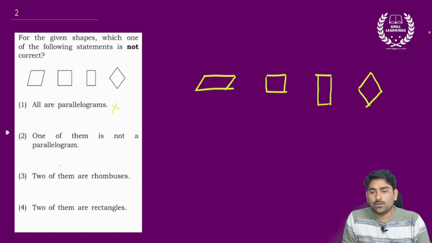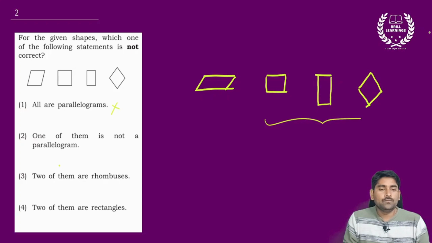First one is wrong. All are parallelograms. Second one of them is not a parallelogram. We have three figures which are not parallelograms. So this statement is correct. Let's check other two statements as well. Two of them are rhombuses. Now we have only one rhombus here. So this is also not correct.